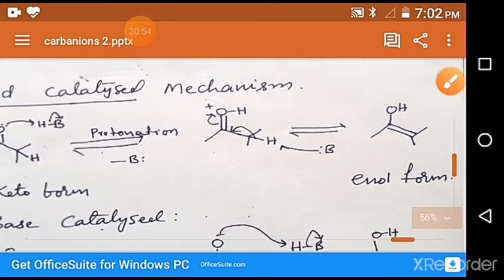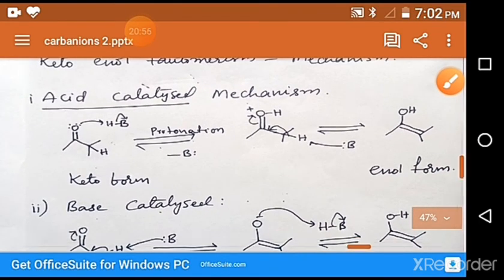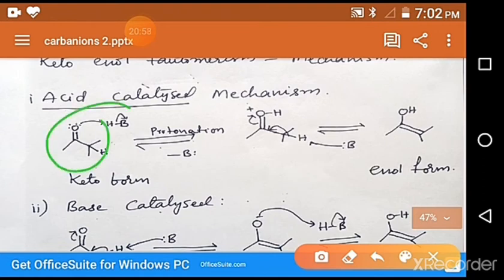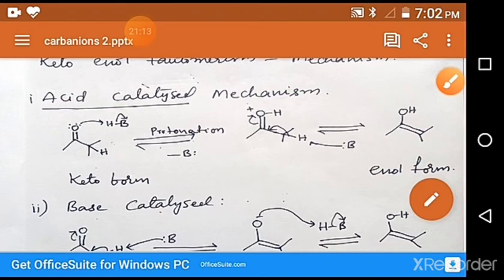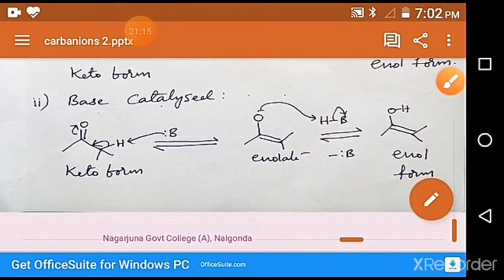You see? So this is the keto form, this is the enol form. So the keto form is converted into the enol form through this type of intermediate. This is the mechanism in acid catalyzed condition. Okay, coming to the base catalyzed mechanism.